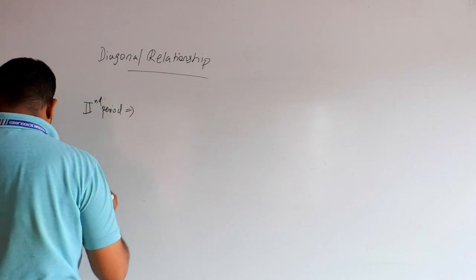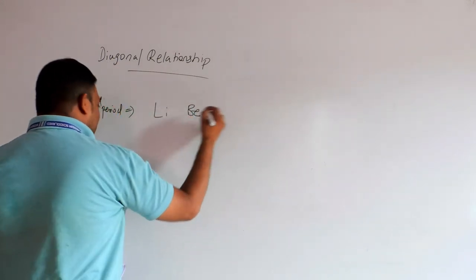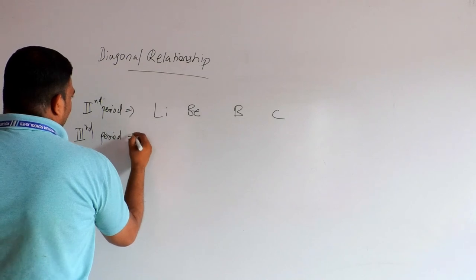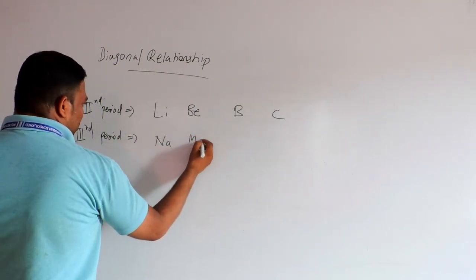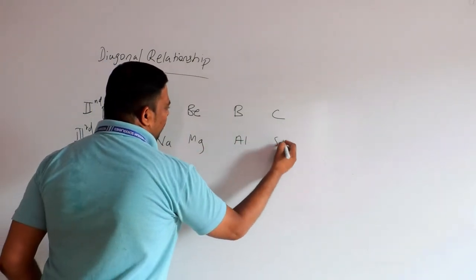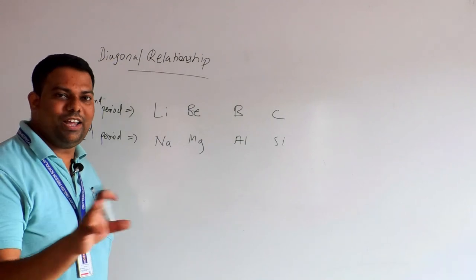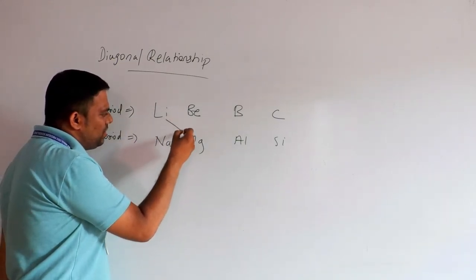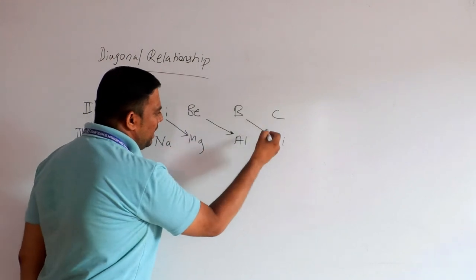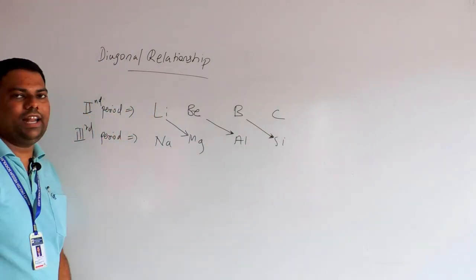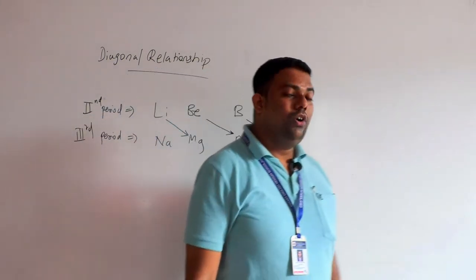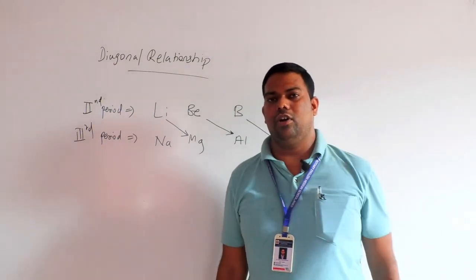In the second period, as you know, we have lithium, beryllium, boron, carbon, and if you write the third period elements also, sodium, magnesium, aluminium, silicon, which are 11, 12, 13, and 14. Physical and chemical properties are similar in these diagonal pairs: lithium with magnesium, beryllium with aluminium, and boron with silicon. Like that, there is a resemblance in physical and chemical properties. So we call it a diagonal relationship.